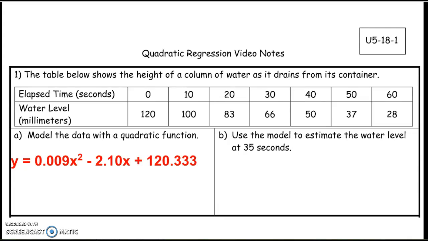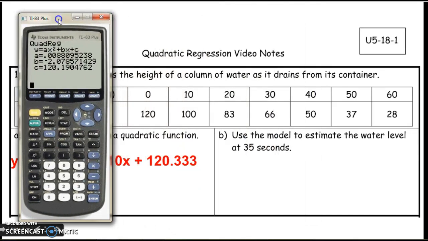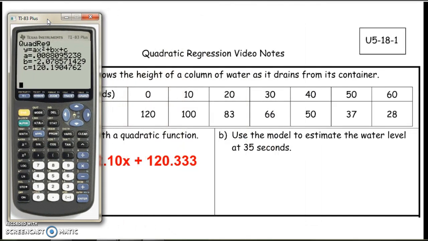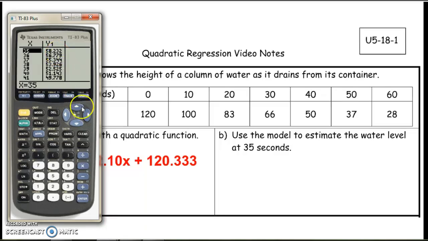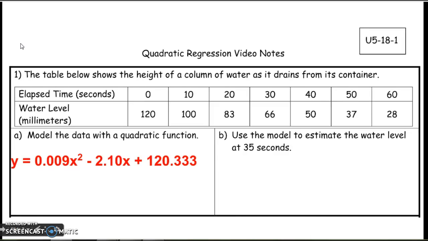So we're going to use this model to estimate the water level at 35 seconds. Again, we'll go back to our calculator. What I want to know is, when x equals 35 seconds, because that's what our x value is measuring, what is y? So I'm going to go to second and graph. I can arrow all the way down to 35 if I want to, or I can hit second and window, and I want my table to start at 35. And then when I hit second and graph, at 35 seconds, the water level is 58.232 millimeters.